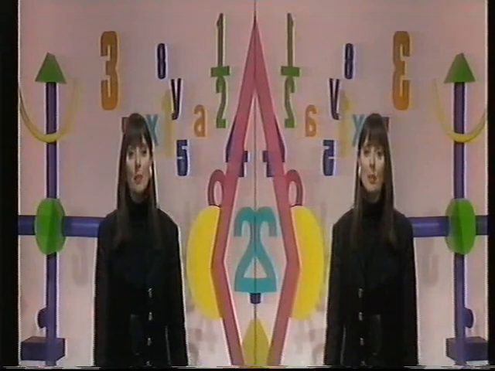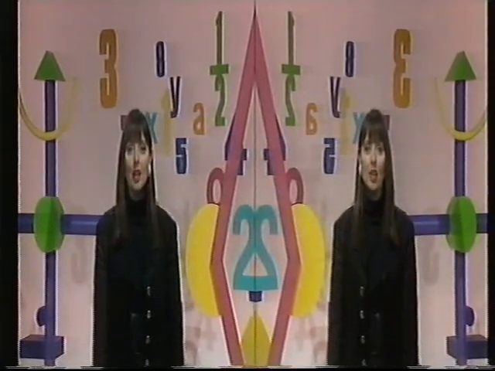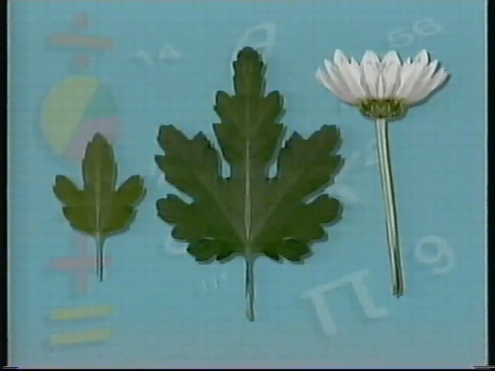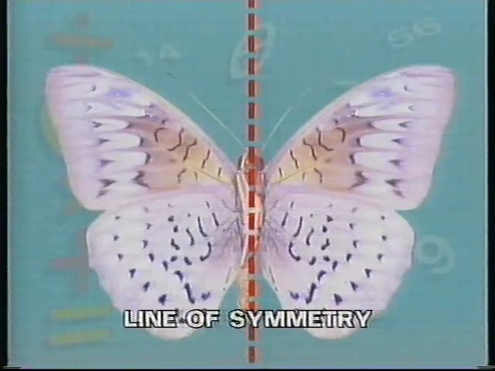A shape is symmetrical about a line when one half of it is a reflection of the other half, a reflection about a line of symmetry. Take a few things in nature.